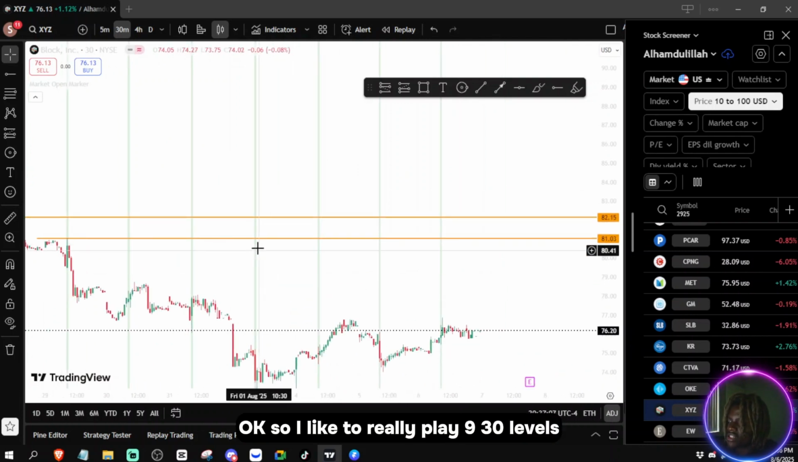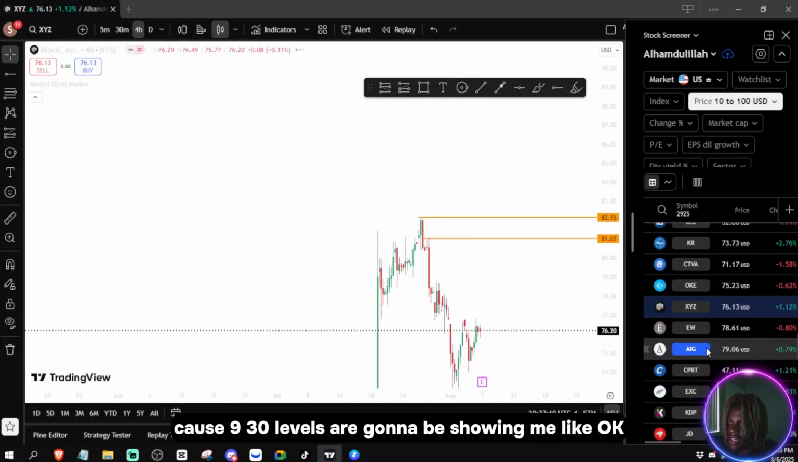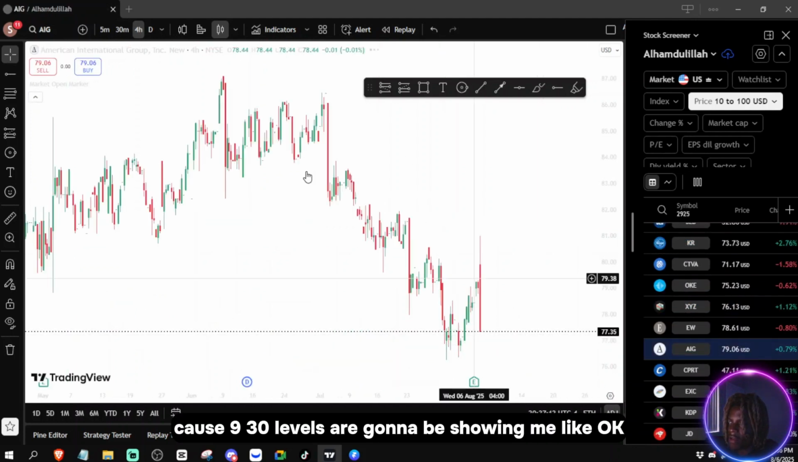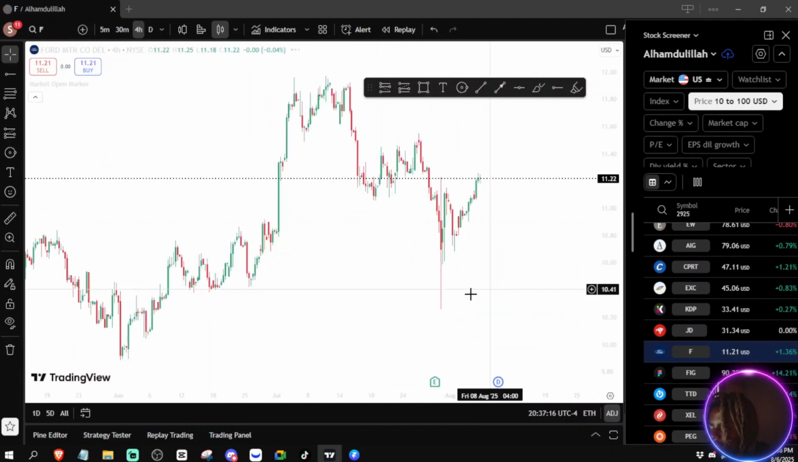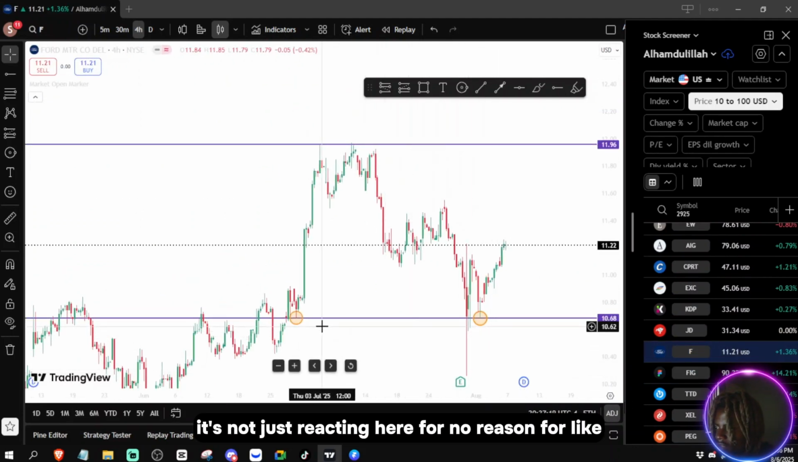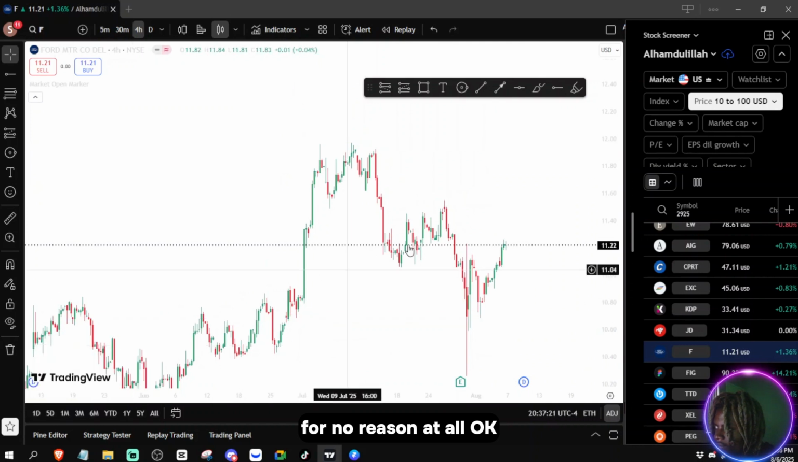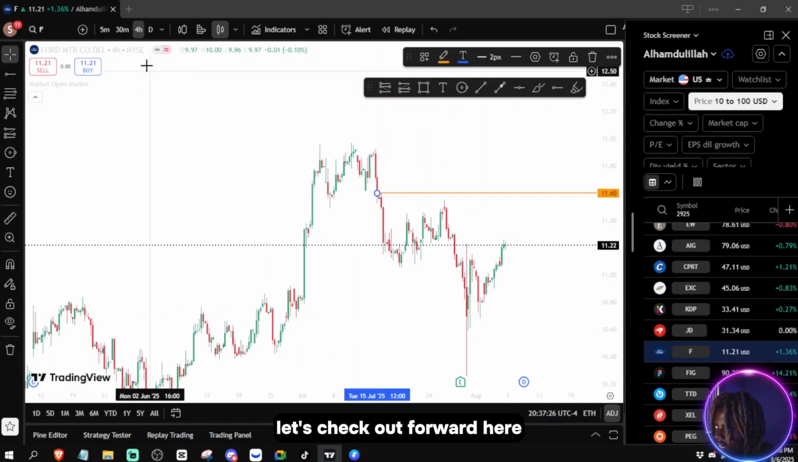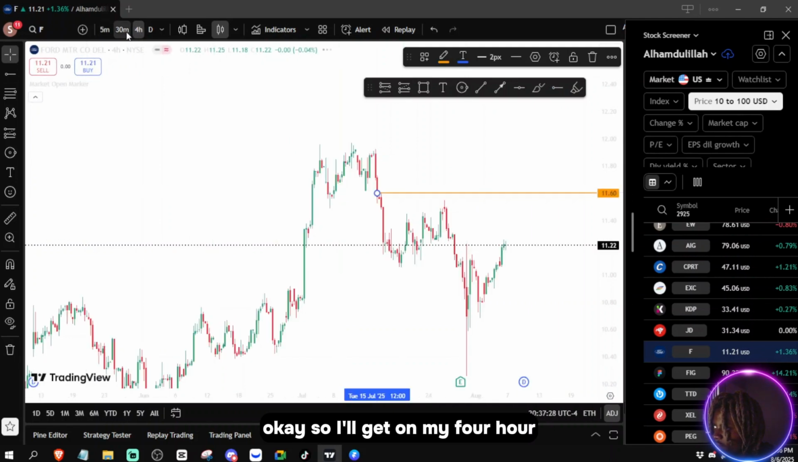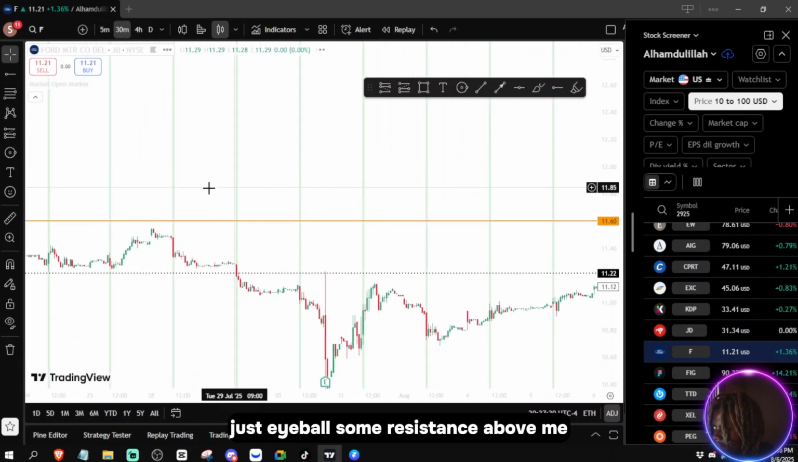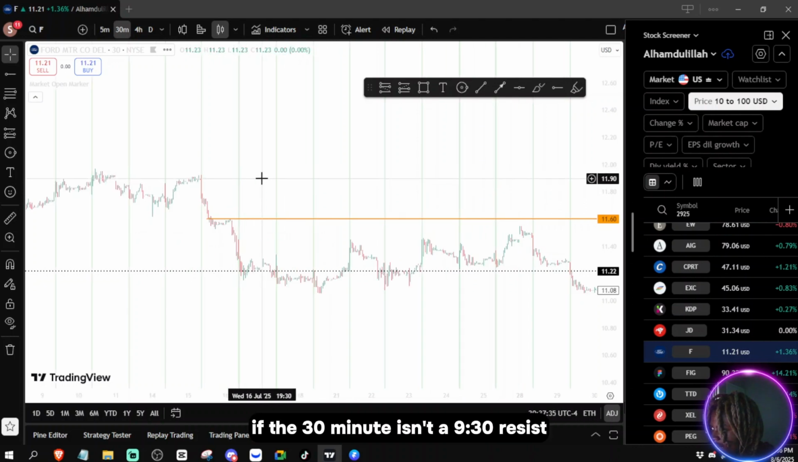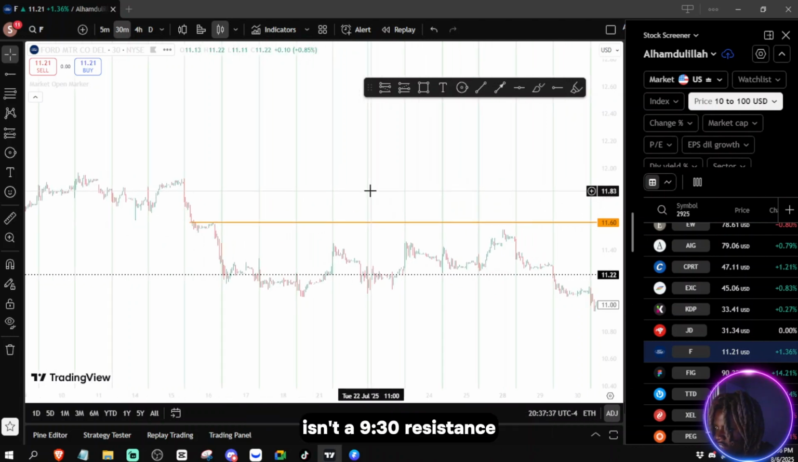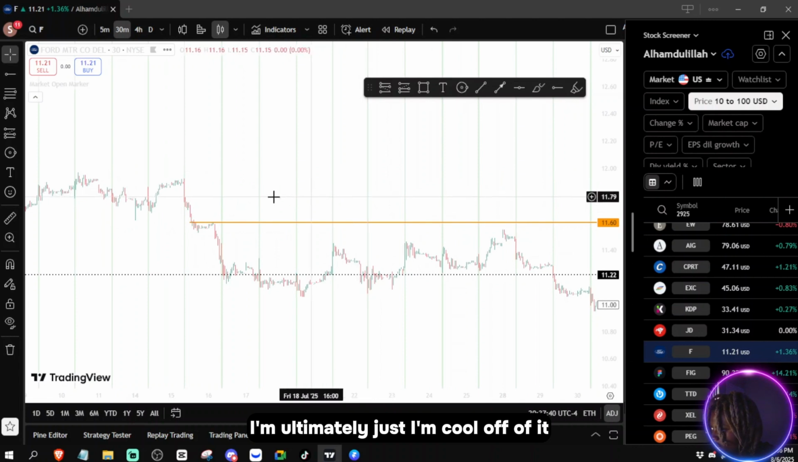I like to really play 930 levels because 930 levels are showing me that price reacted here as soon as the market opened. It's important. It's not just reacting here for no reason at all. Let's check out forward here. So I'll get on my 4-hour, just eyeball some resistance above me. Then I'll get on my 30-minute. If the 30-minute isn't a 930 resistance, I'm ultimately cool off of it.